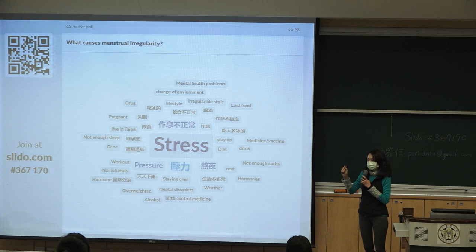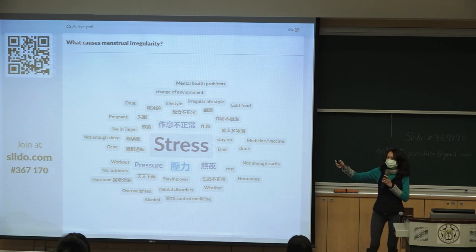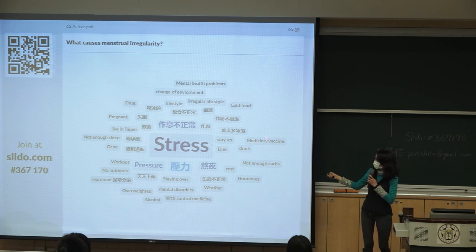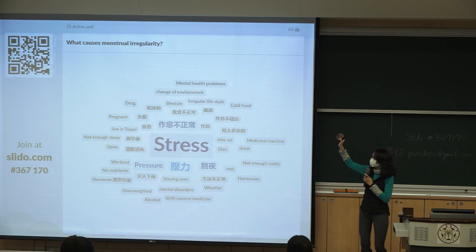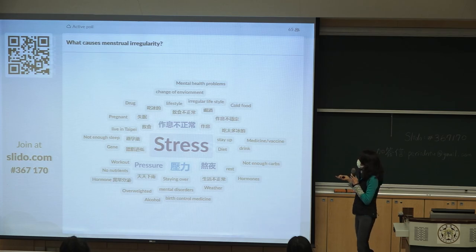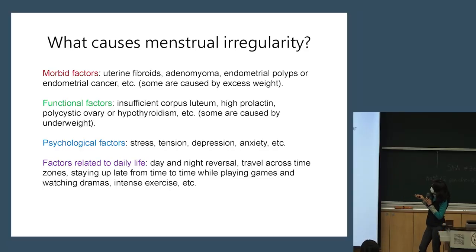For guys, your girlfriends, your mom, your sisters, have they ever complained to you that they have irregular menstrual cycles and they suffer from this? Good, good, okay. So why? Why do these factors cause irregularity? Let's take a look, whether you get the answer right.